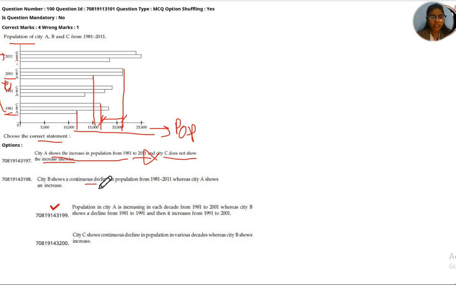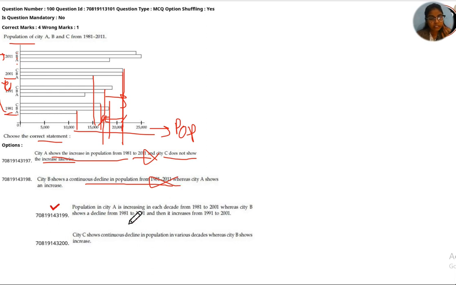City B shows a continuous decline in population from 1981 to 2011. And now city B is showing the continuous declination. So city B is here over here, in this over here, in this one it is over here. So see, first it was getting declining, but in the year 2001 it got increased. So this statement is wrong.